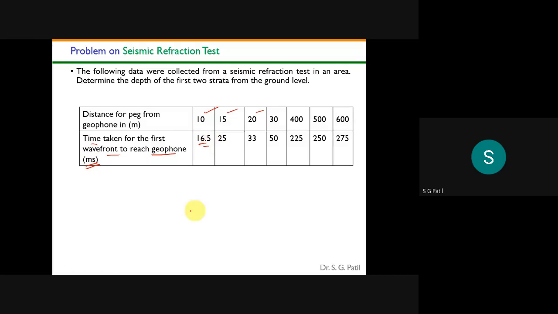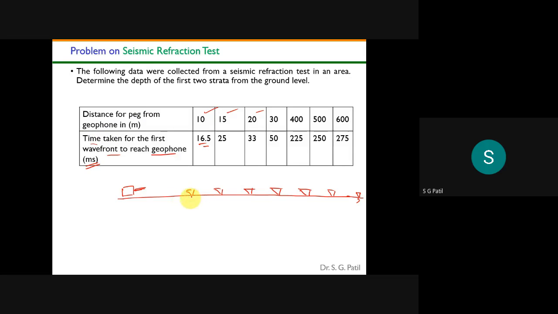At 16.5, suppose I will draw roughly. I will draw a figure here. This is the hammer, and this is the ground. With this hammer, they are hitting here. First geophone is somewhere here. This is the second geophone, this is the third geophone, and this is the fourth. How many are there? 1, 2, 3, 4, 5, 6, 7.